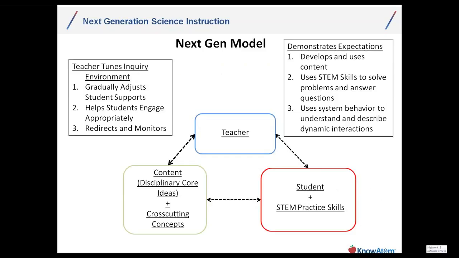So a next generation model is one where the teacher plays the role of a skillful coach who helps strengthen the connection between students and content by helping the student develop those science and engineering skills, the practices, and use those skills to develop and use the disciplinary core ideas, which is the content, and those cross-cutting concepts, which is the systems dynamic, and how content is related through systems. Now, this is much more dynamic. It's much more skillful. It's helping students learn how to navigate the gray areas.